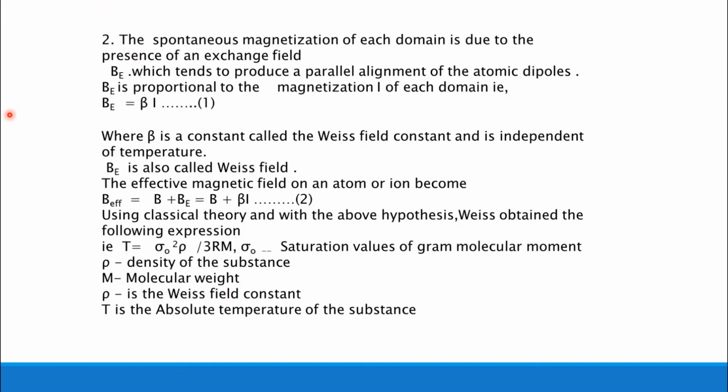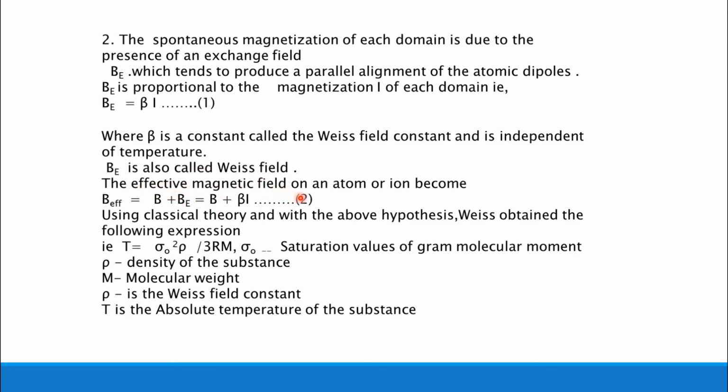The second one, the spontaneous magnetization of each domain is due to the presence of an internal exchange field Be, which tends to produce a parallel alignment of the atomic dipoles. Be is proportional to the magnetization I of each domain. Therefore, we can write Be is equal to beta into I, equation number 1, where beta is a constant called the Weiss field constant and is independent of temperature. Be is also called Weiss field.